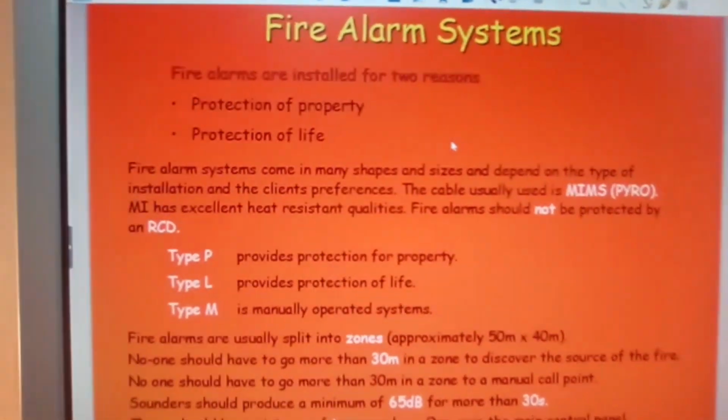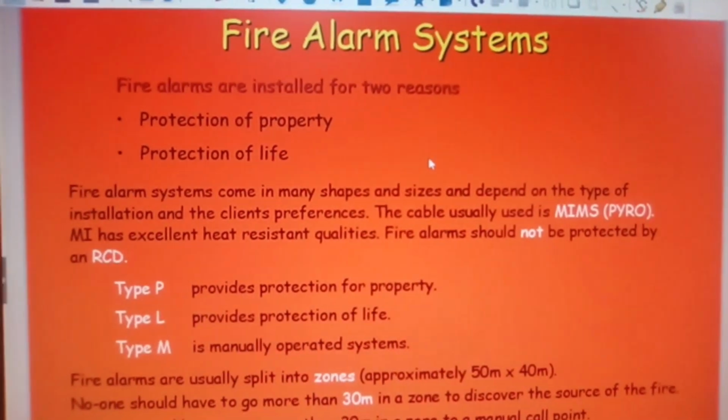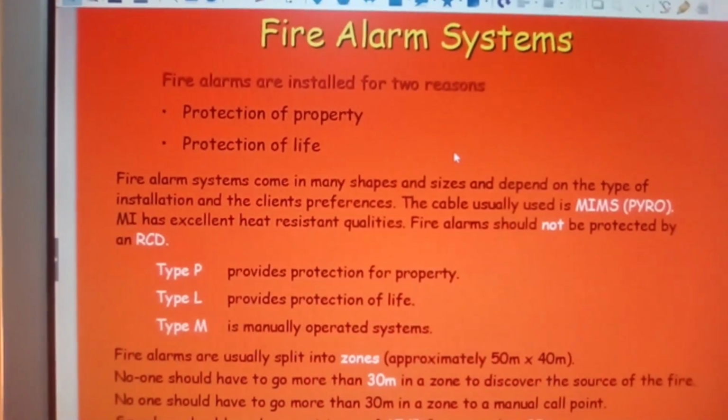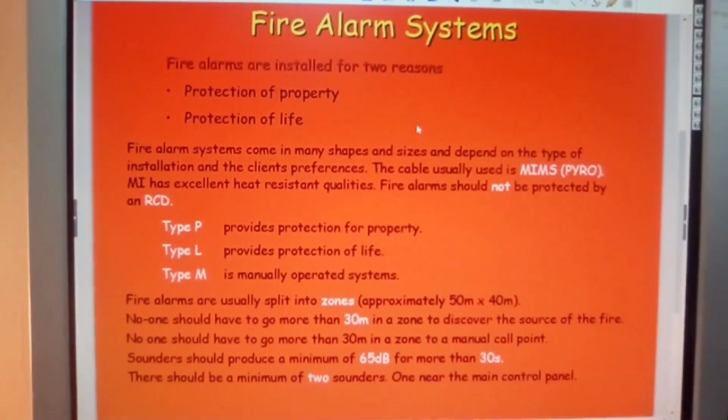Okay, let me just move in a little bit so you can see for yourself fully, and back out.